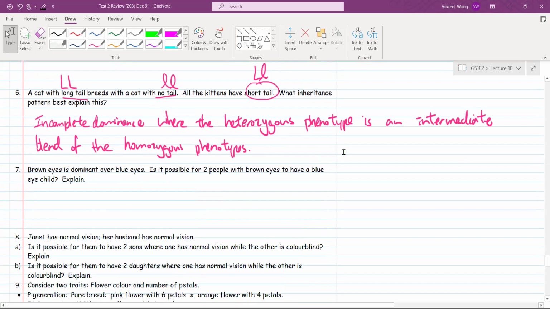Brown eyes is dominant over blue eyes. Is it possible for two people with brown eyes to have a blue eye child? What do you guys think? Anybody? I've been talking for like an hour and a bit. Anybody want to take over? Two people with brown eyes. Can they have a child with blue eyes?